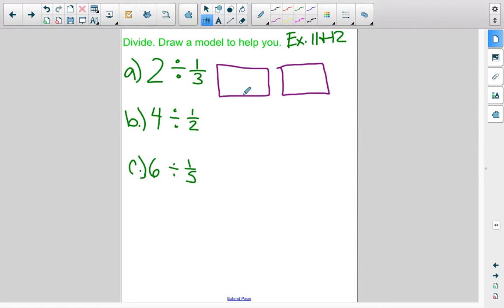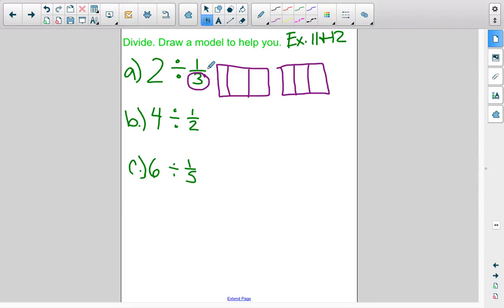So when you're dividing, what you really want to know is how many groups of 1/3 can I make with 2 whole pieces? Well, since I'm dividing it by thirds, this denominator is going to tell me how many pieces I need to separate each of my whole blocks into. So I'm going to separate them into 3 pieces each.